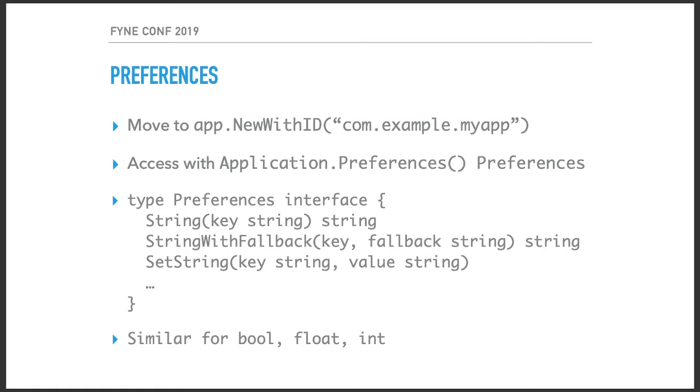Each type of value that can be stored, which is currently string, boolean, float, and integer, has three functions that you can see on this slide. Using string as an illustration, you have the string function, which gets the value of a stored preference, where key is the identifier for that value for your application. String with fallback is a helpful function if you would like a default value to be provided if none has been set. The first function would return the 0 value, whereas the second would provide the fallback value that you specify.